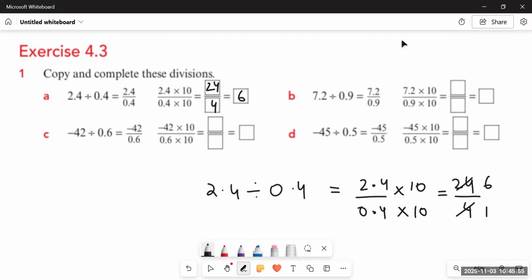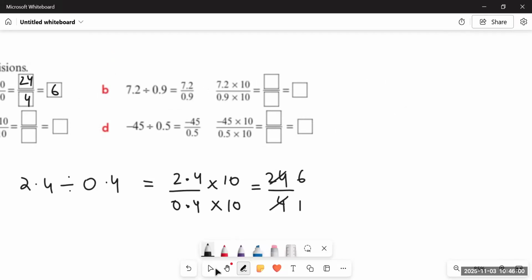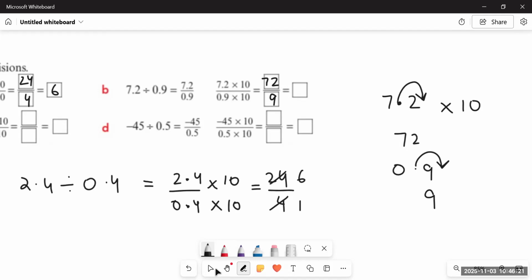Next, we have part B, in which again we have one decimal place. So it would turn out 7.2 over 0.9. That's 72 over 9. Because when we multiply any number having one decimal place by 10, the decimal moves one place forward and it becomes 72 whole. Similarly, 0.9 multiplied by 10, the decimal moves one place forward and it becomes 9. So 9 ones are 9, 9 eights are 72. It becomes 8.